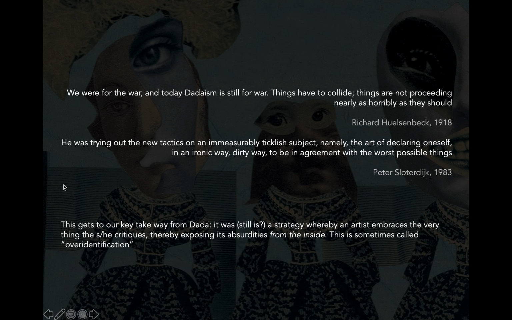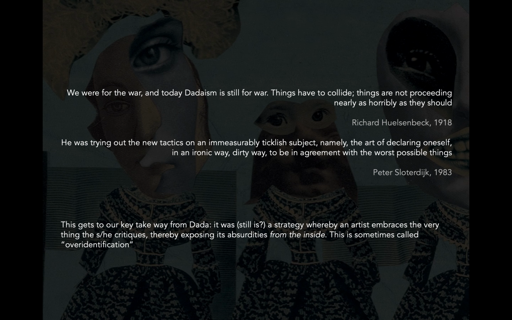And so this gets to one of our key takeaways from Dada. It was, and maybe still is, a strategy whereby an artist embraces the very thing she critiques, thereby exposing its absurdities from the inside. This is a strategy that's sometimes called over-identification. And there are tons of examples of this, especially even today, like a lot of comics will do this. So Sacha Baron Cohen, you remember the comedian who did that movie called Borat? And more recently he did something, what is it, This Is America, which I actually haven't watched, but I saw some clips. He's a comedian that does this. He'll become a character to such a degree that he'll tease out the absurdities of contemporary life.